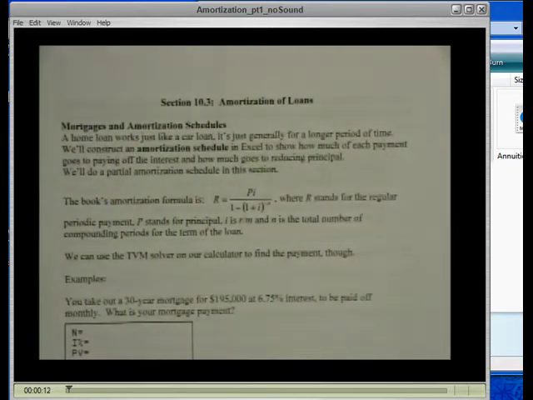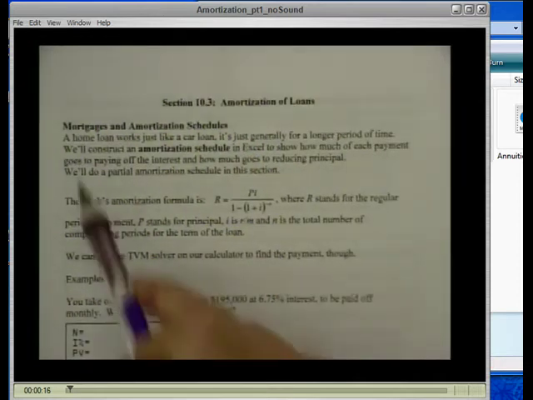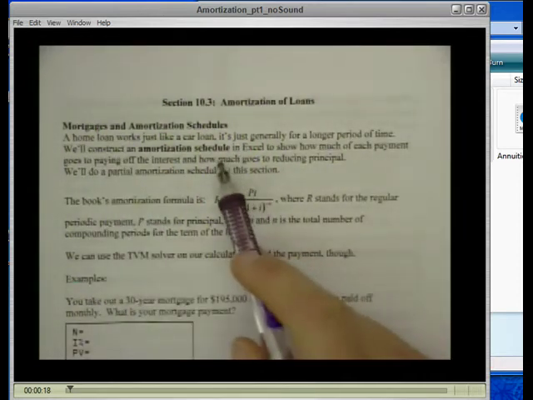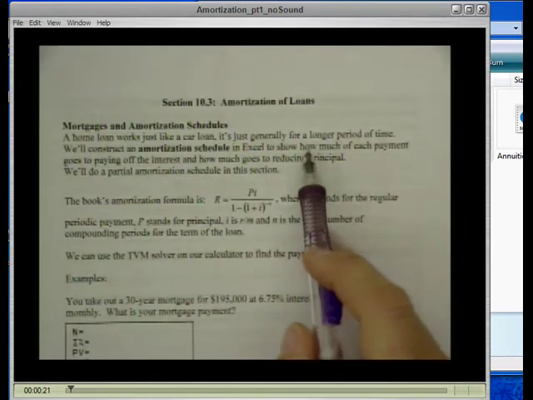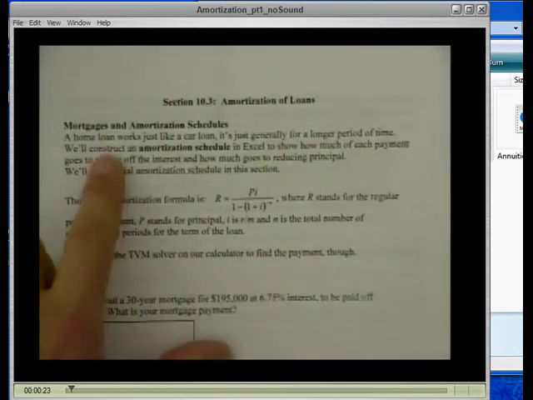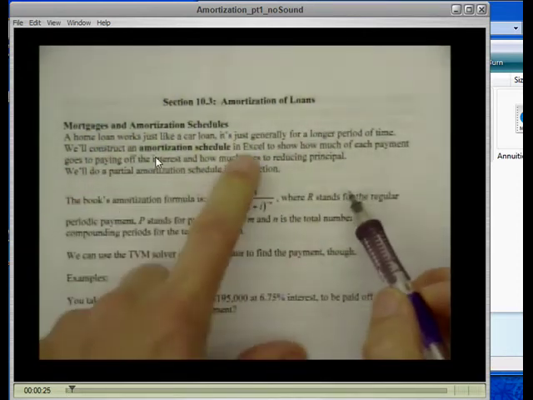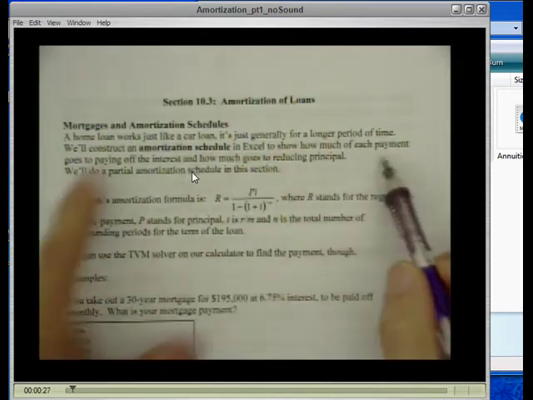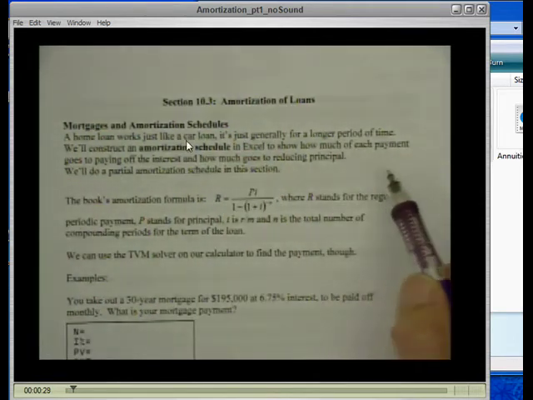And so it's just figuring out how you can pay off principal and balance at the same time, but your payments are always the same amount. So it says a home loan works just like a car loan. It's just generally for a longer period of time and usually a larger amount of money.